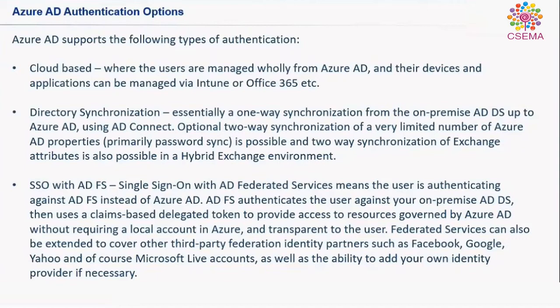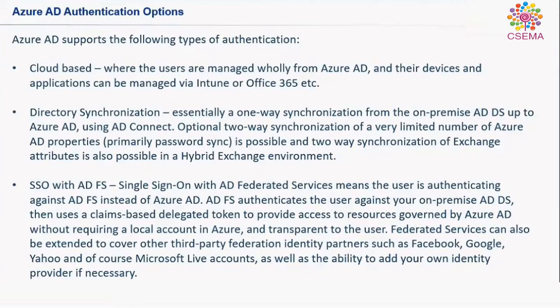And then there is directory synchronization. This is essentially a one-way synchronization from the on-premise ADDS up to Azure AD. This is using AD Connect, and there is also an option for two-way synchronization of a very limited number of Azure AD properties, primarily your password sync. If you implement Azure AD Join, the machine data can also be synced, provided there is a license. Two-way synchronization of Exchange attributes is also possible in a hybrid Exchange environment.